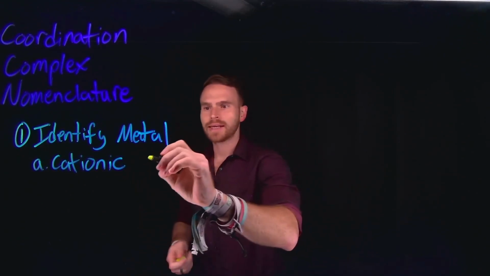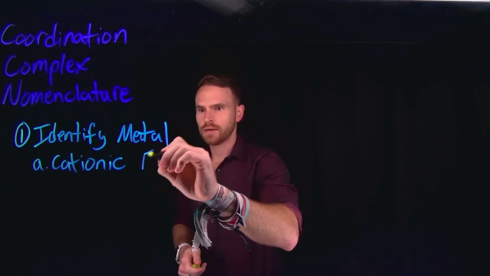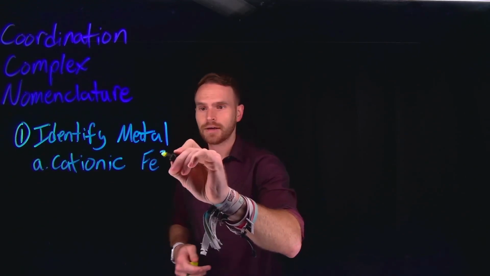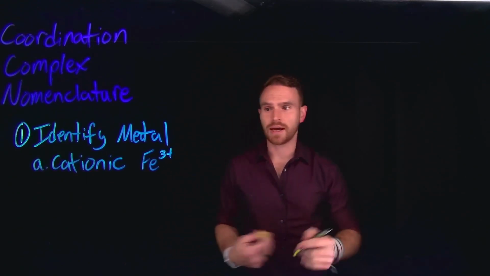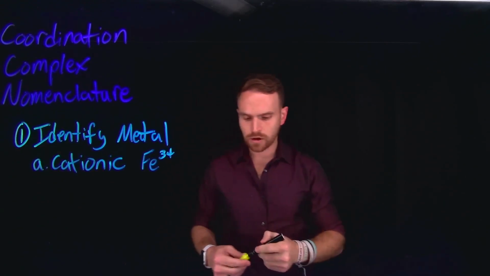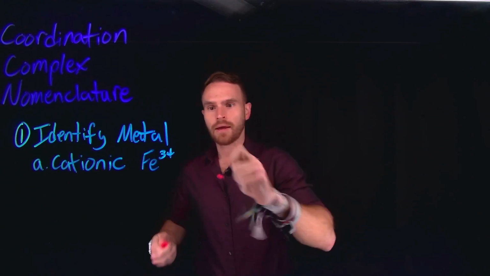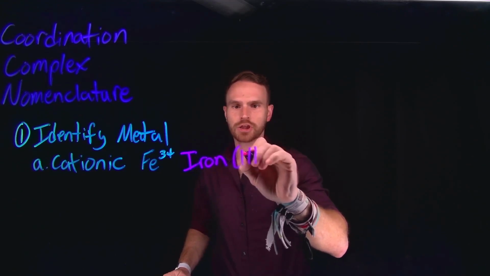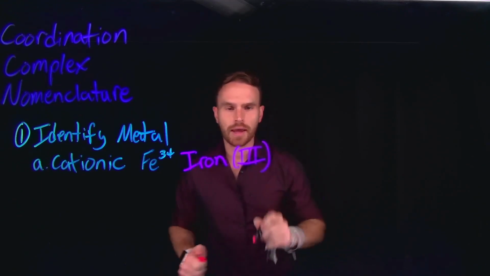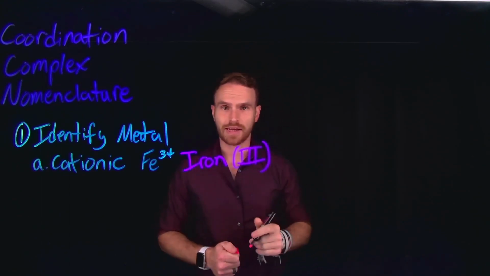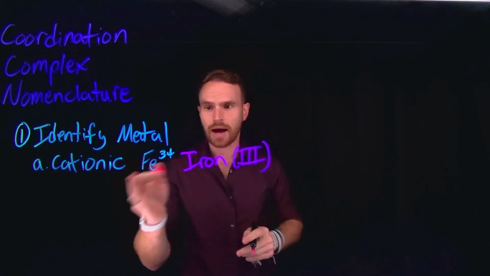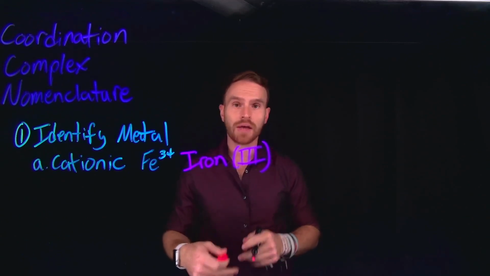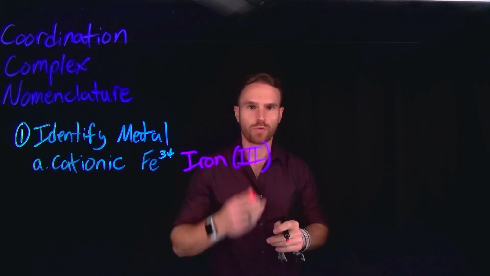An example of this is anytime you have a metal that is cationic, meaning a positive charge. So let's say iron 3+. We would call iron 3+ just the normal name, and then place the charge in Roman numerals in parentheses next to the metal. So in this case, I've identified that iron is cationic. It has a 3+ charge. So then you just name it as it is, so iron(III).